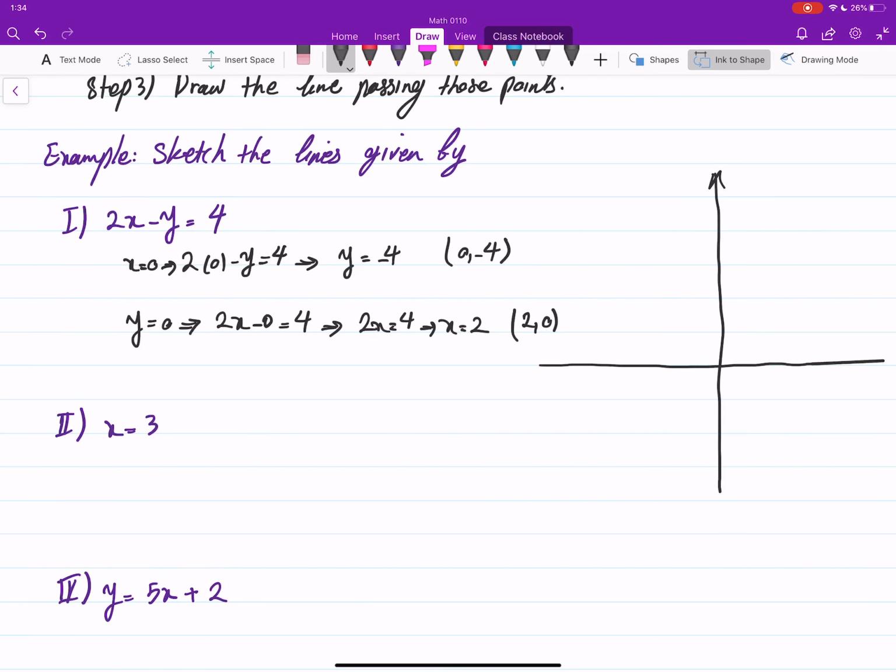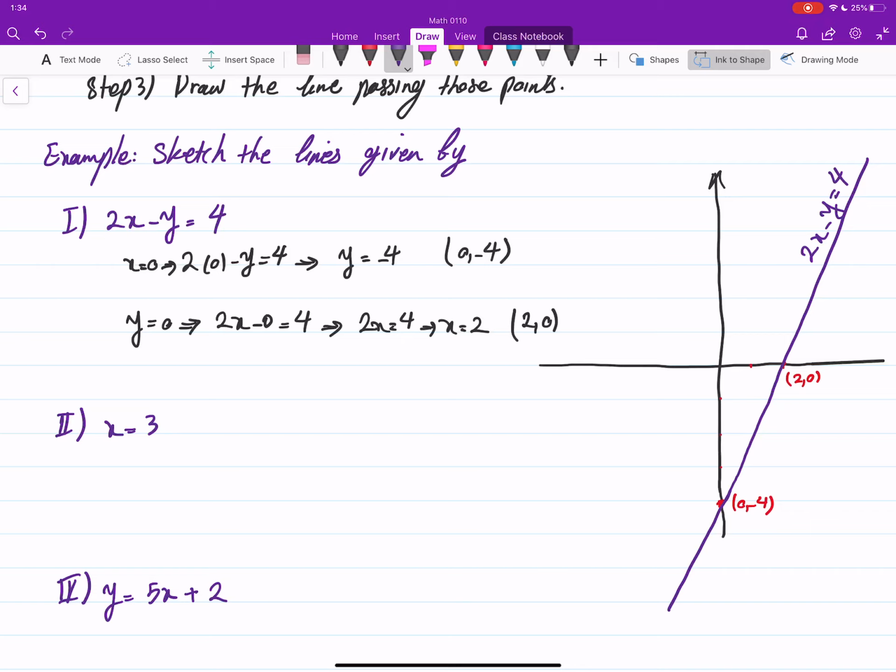Okay, when you have those, sketch the points, plot the points. (0, negative 4): 1, 2, 3, 4 on the negative side. So this is (0, negative 4). And (2, 0). The line which passes through these two is 2x minus y equals 4.